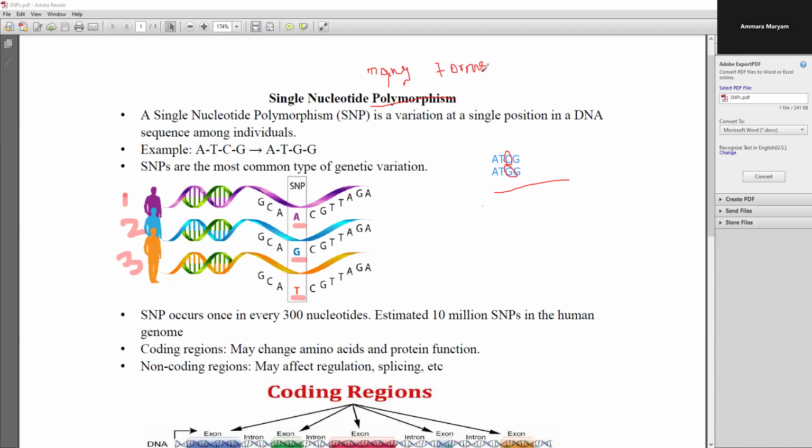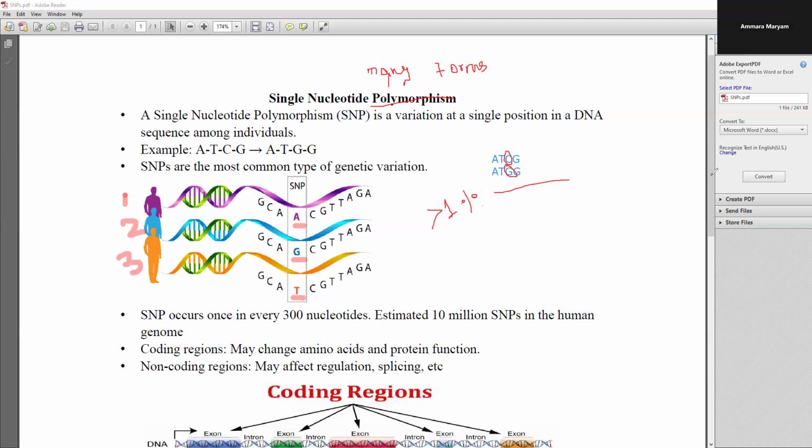And when more than 1% of the population contains that SNP, that particular changed nucleotide, then it will be classified as an SNP. For example, here you can see in these three individuals, at this particular position there is A, at this particular position there is G. Because we are talking about the same position, but these are three different nucleotides at the same position, that's why it is classified as SNP.